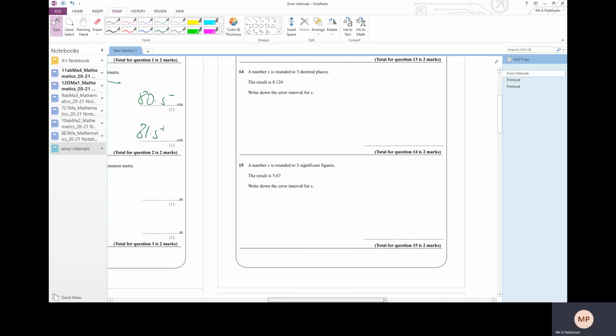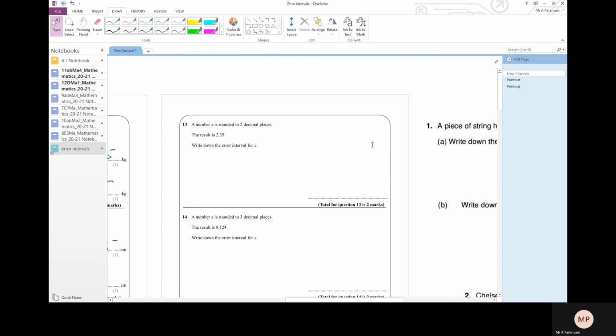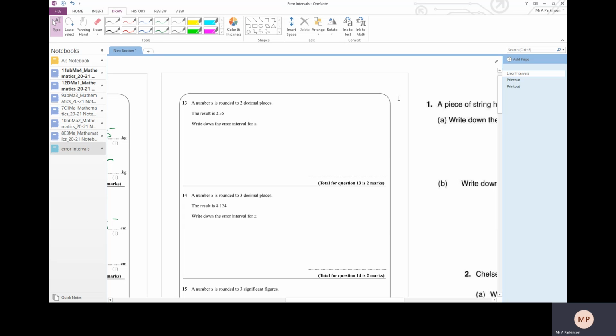Let's try a few others. This one is slightly harder when it's written because it says 2 decimal places. So 2.35, it is 2 decimal places. So we go up and down by 1 on the second column. So that's 2.36, 2.34. Find the middle values: 2.345, 2.355. Notice there's always 5 and 5, always.